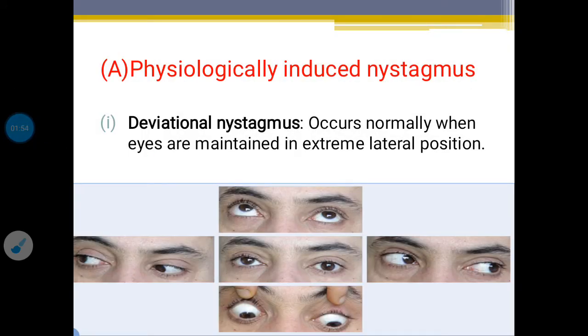Now the ocular nystagmus may be physiologically induced. Under that, the first variety is deviational nystagmus. Deviational nystagmus occurs normally when the eyes are maintained in an extreme lateral position.